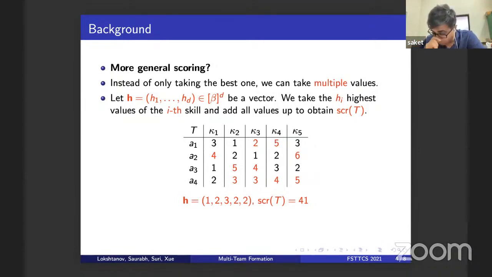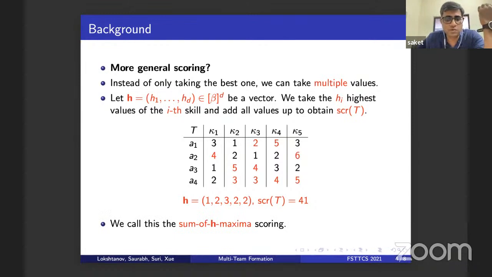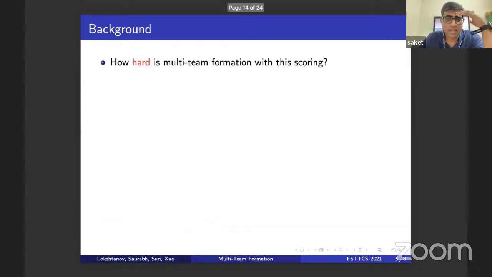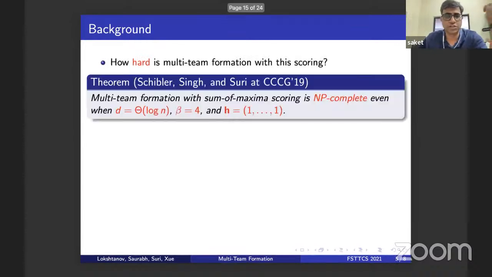Okay. And now notice that we are not looking for one team. We are looking for several, alpha teams, where these teams are disjoint. And this is what is known as the sum of H-maxima scoring. It was defined by Kleinberg and his co-authors in earlier papers. But now the question is, how hard is multi-team formation with this scoring function?